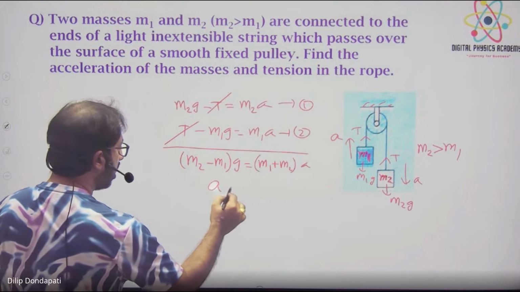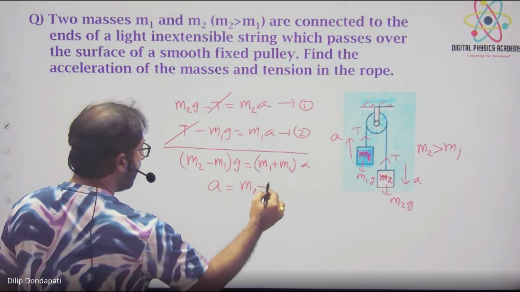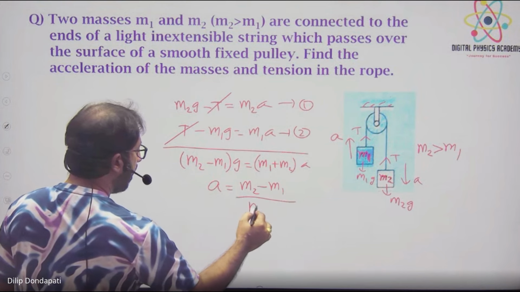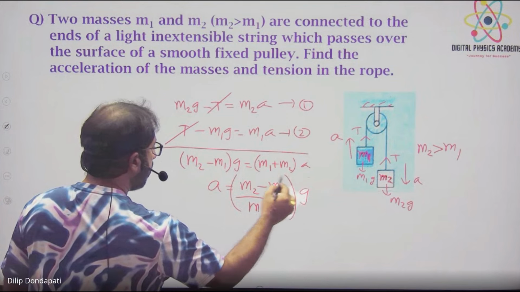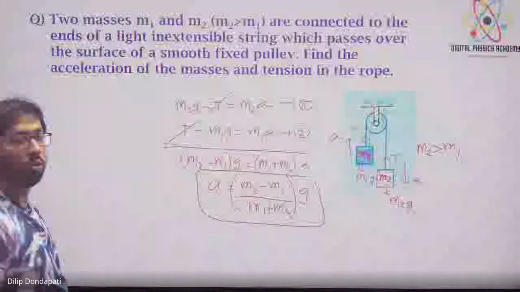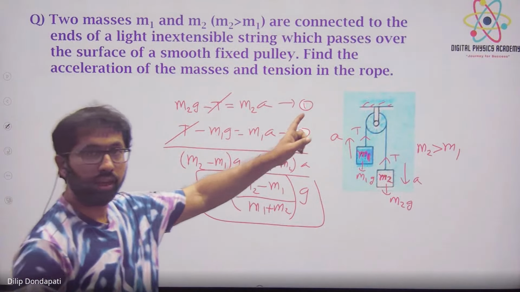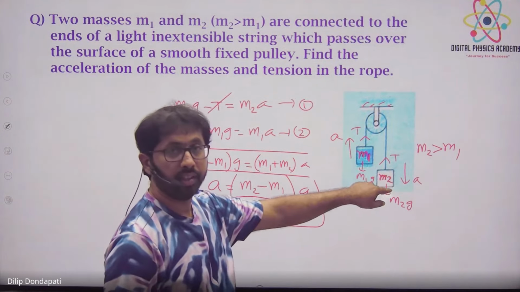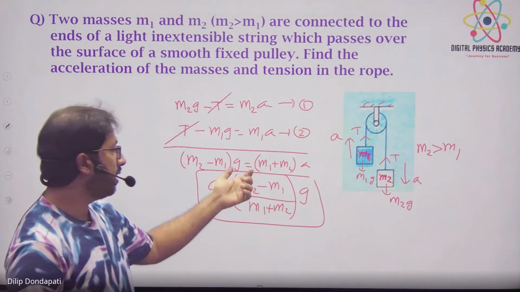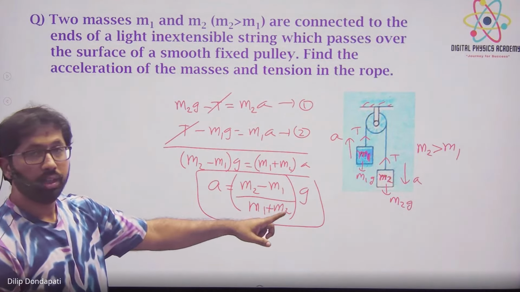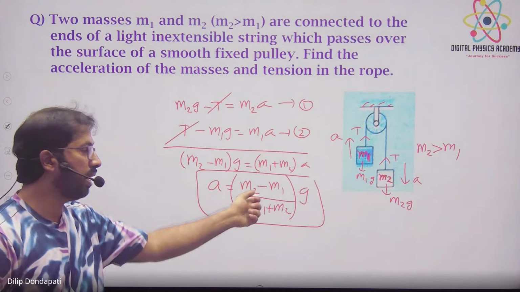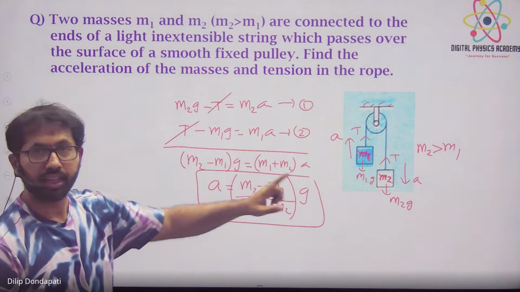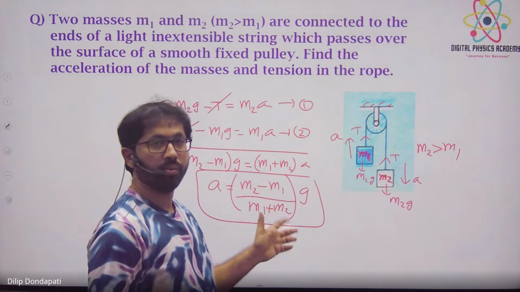Therefore the acceleration formula is (m2 minus m1) by (m1 plus m2) times g. This is the formula you have to remember for a pulley with two bodies. When two masses are connected over a pulley, use m2 minus m1 by m1 plus m2 into g. Suppose m1 is more, then m1 minus m2 by m1 plus m2 into g. Since here m2 is more, we use m2 minus m1 by m1 plus m2 into g.